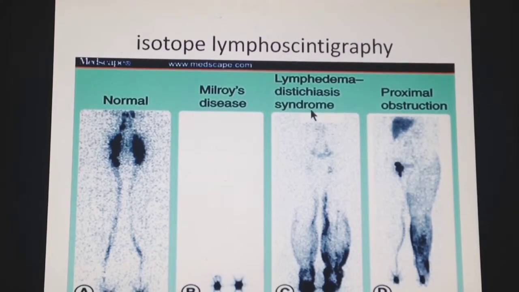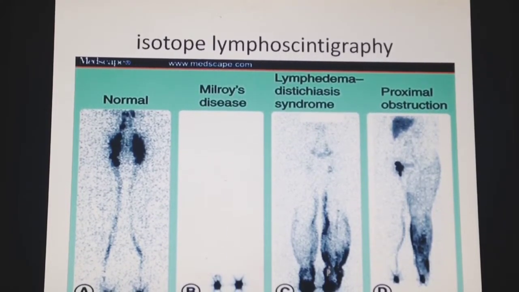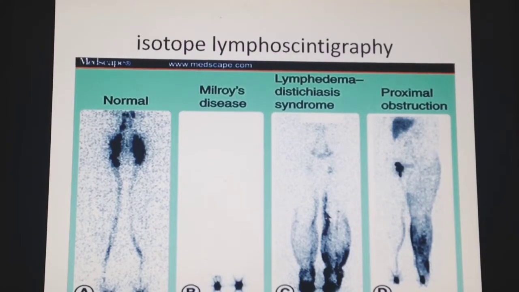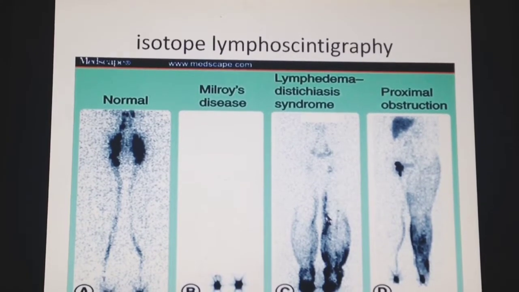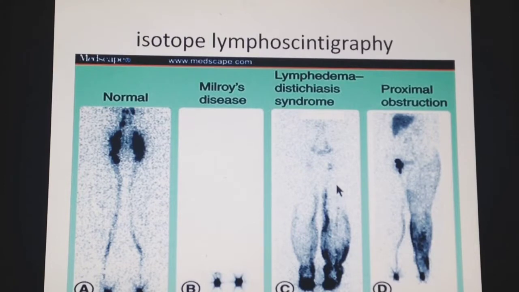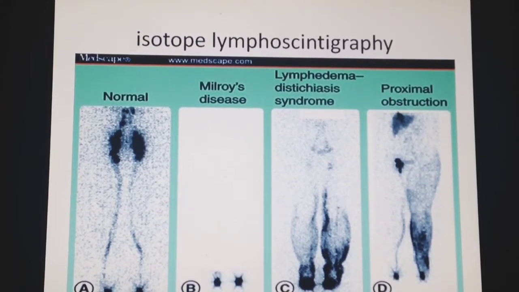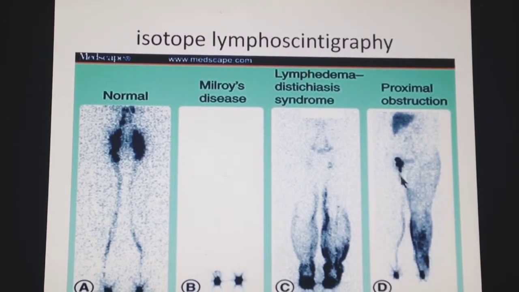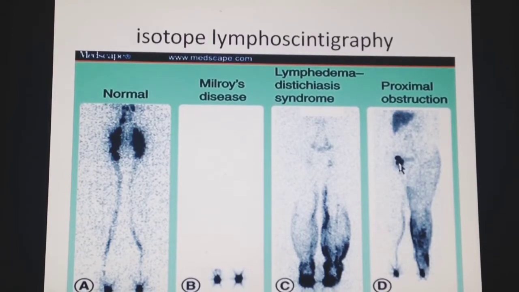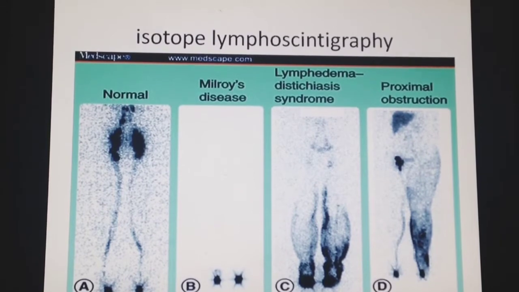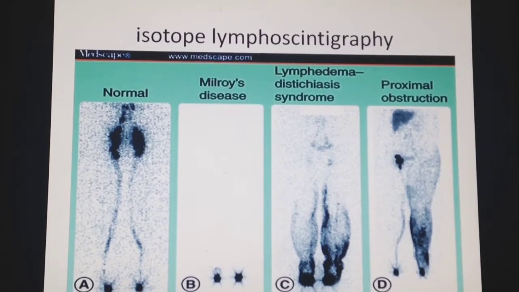Whereas in lymphedema distichiasis syndrome, this shows an edematous foot and the pathways through which the lymph is being drained. Similarly, a proximal obstruction, which you can see here. The dye is being accumulated at these positions, and it is not drained from here.